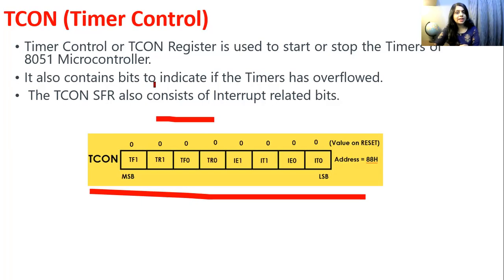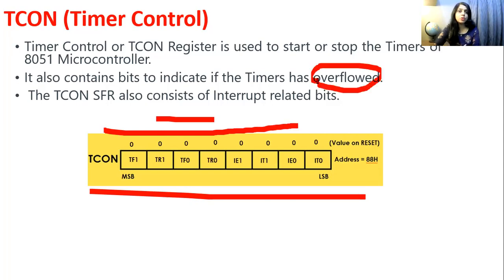It also contains bits to indicate the timer has overflowed. So there are bits that indicate the timer is overflowed. What is the meaning of this? We are going to understand in the coming slides. The TCON special function register also consists of interrupt related bits. So let's take them one by one.